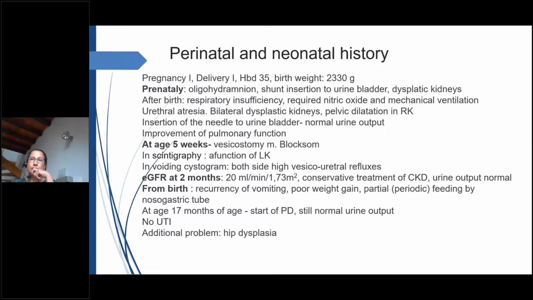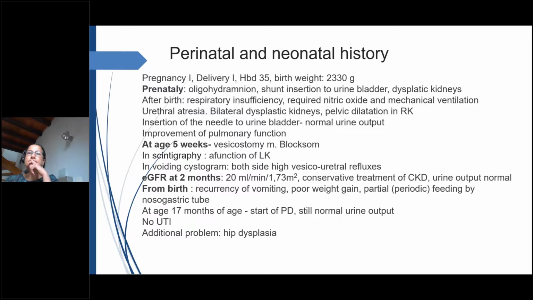That was recurrence of vomiting and poor weight gain. We tried feeding by nasogastric tube. That's true, we didn't do gastrostomy because there was one hole for the urination, which was just from the urine bladder. But finally, because we thought maybe when we started dialysis it would be better for him and his weight would gain better, we started peritoneal dialysis at the age of 17 months. And still he has his normal urine output, so we didn't need to dehydrate him.